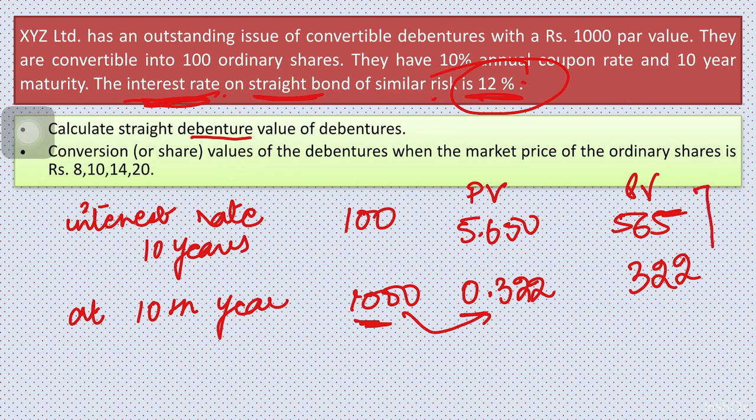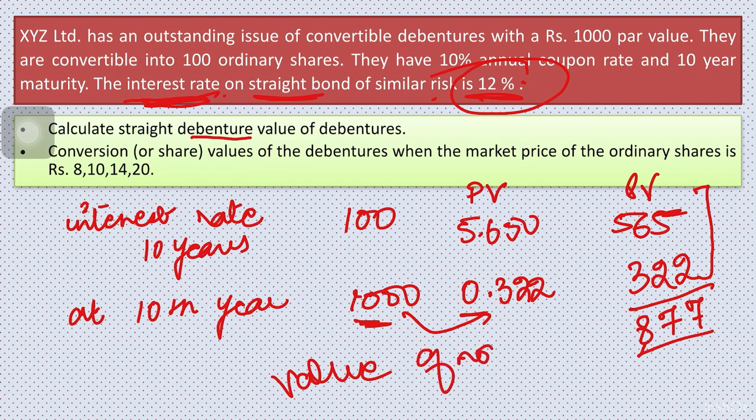322. And if we add both of these, what do I get? 877. So this is the value of your debenture. That is your non-convertible debenture. This is your value. I hope this is clear to you guys. I hope there's no doubt.